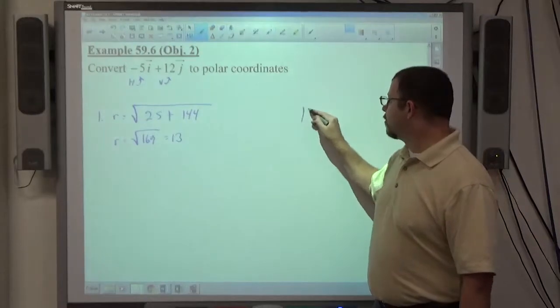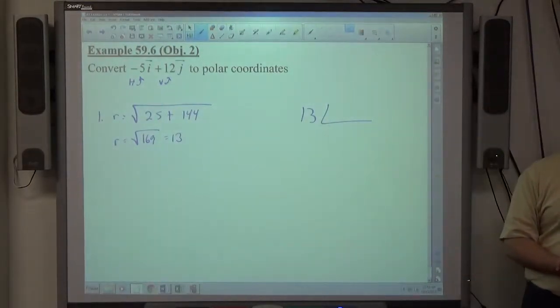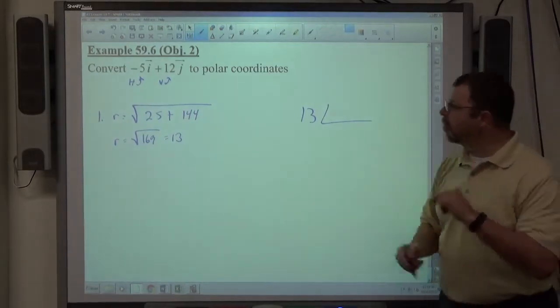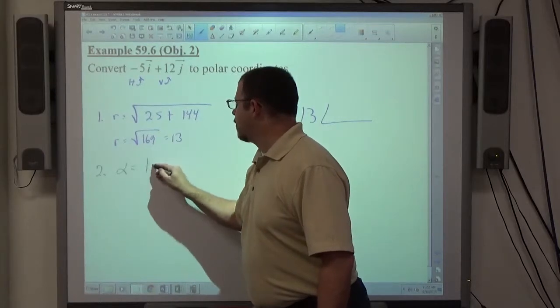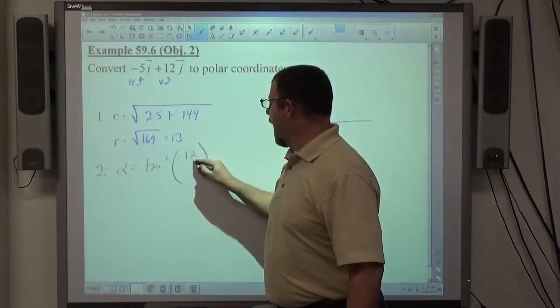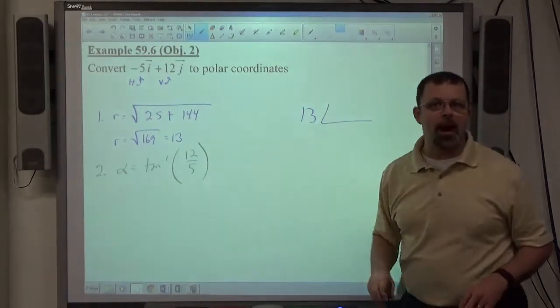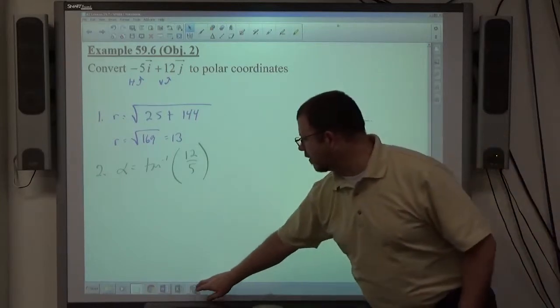So again, my answer is 13 at an angle of something. So immediately, once you know step 1, you've already got half your answer. Step 2. Alpha is going to be the inverse tangent of V over H. Again, absolute value bars, so I'm pretending there are no minuses in the problem. The only place minuses matter is step 3, so ignore minuses till step 3.